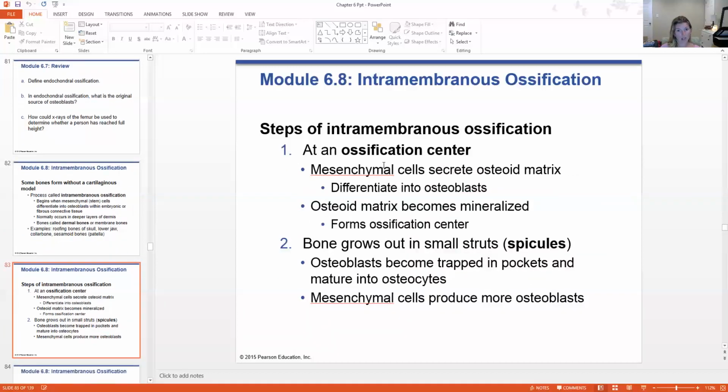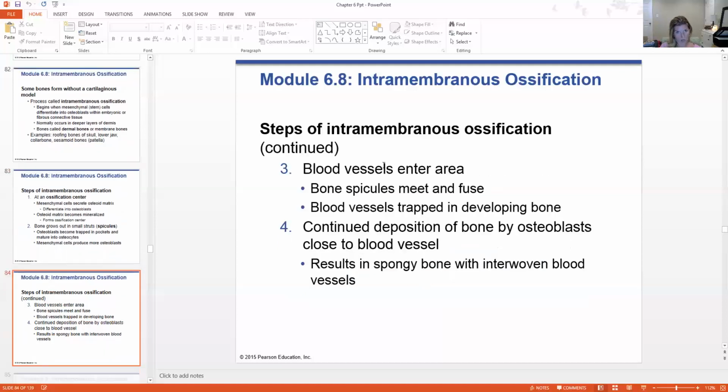So there is an ossification center, just like in endochondral ossification. Those mesenchymal cells will secrete a matrix to differentiate into osteoblasts. The matrix becomes mineralized, so ossification centers are forming, and then the bone grows out in little small struts called spicules, just these little tiny radiations from this ossification center, and the osteoblasts will become trapped in pockets to become osteocytes, just like in appositional bone growth, and the mesenchymal cells will produce more osteoblasts.